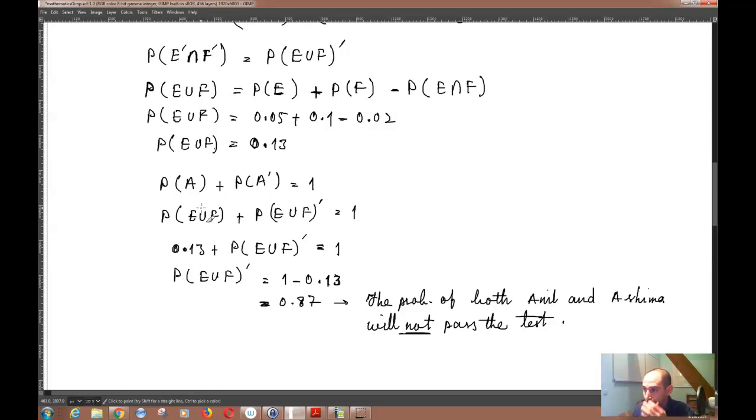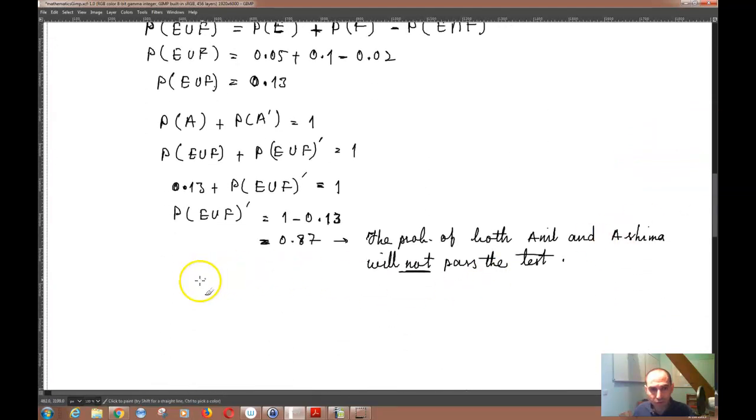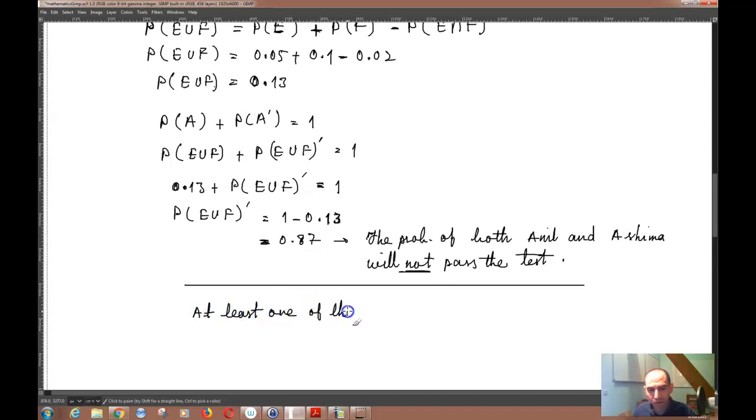So now the next part of this question is: at least one of them will not qualify the examination. So the next part is at least one of them will not pass the test. You want to find the probability of this event happening, and the event is at least one of them will not pass the test.